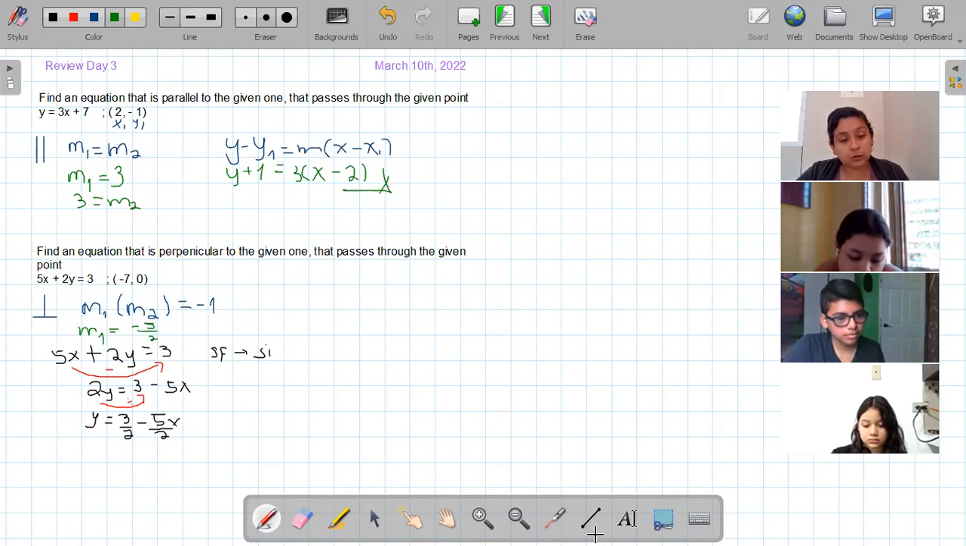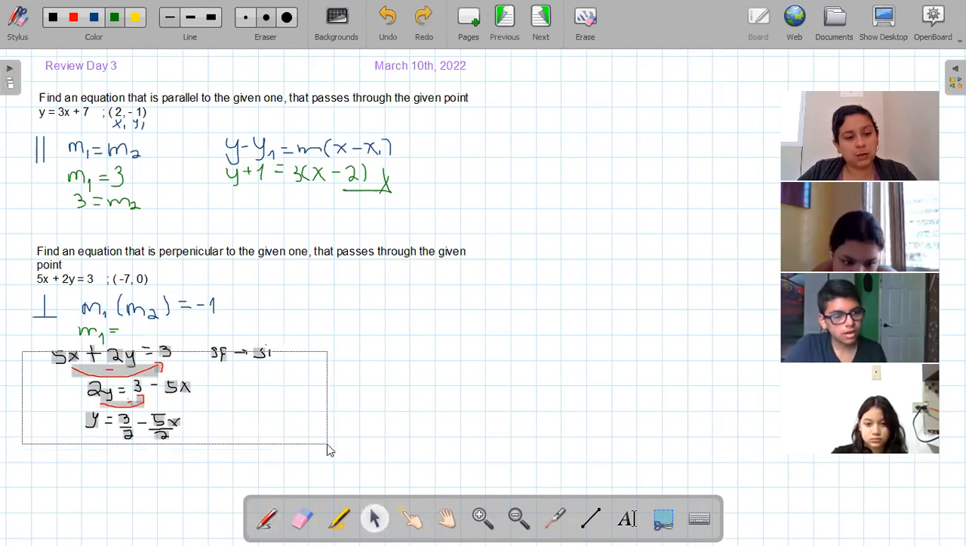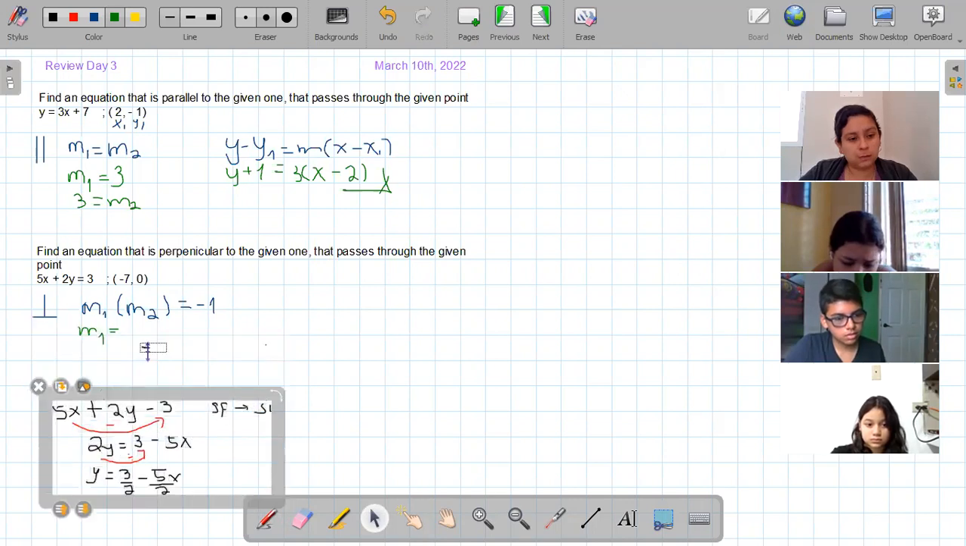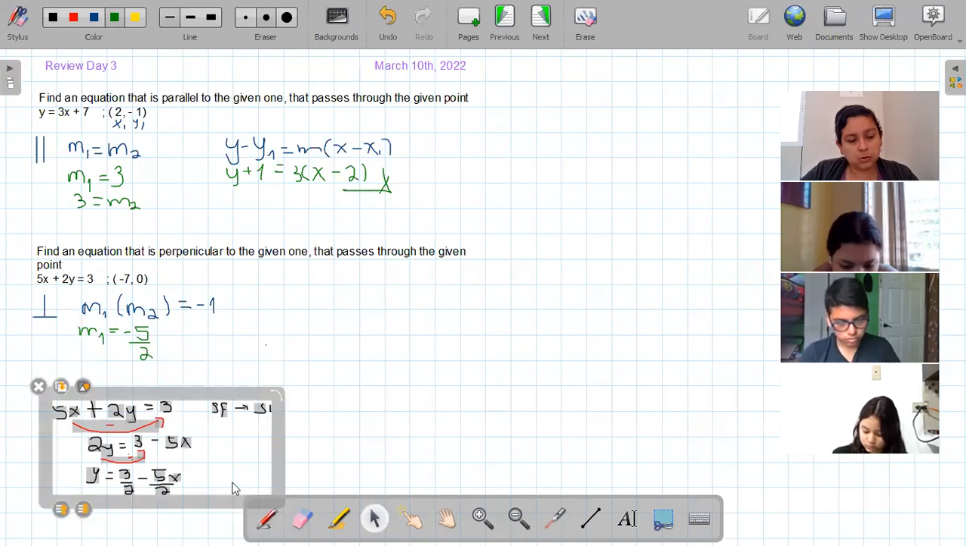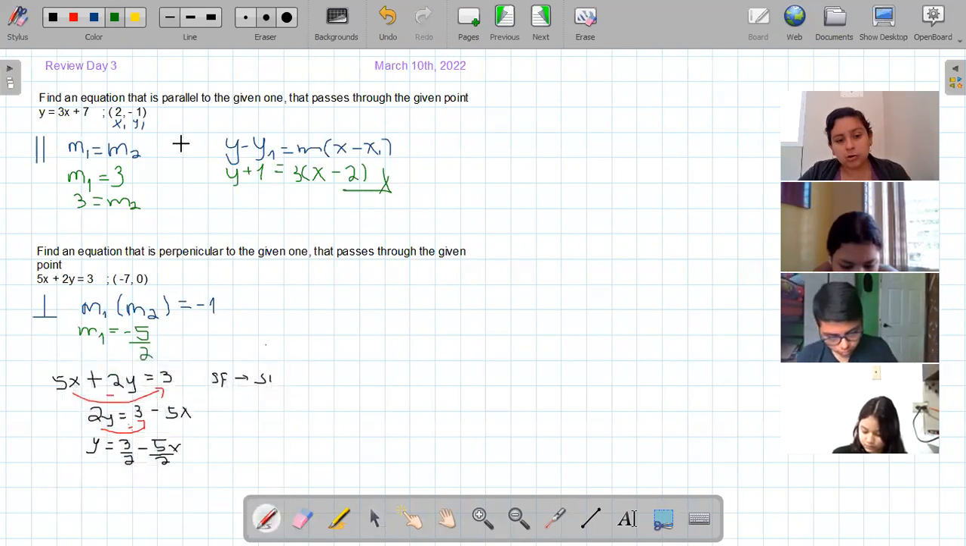Negative 5 over 2. Let's move that, make some space because we don't have enough space to write the number. So we said that it is negative 5 over 2. Okay, so we found already slope 1. Now we find slope 2. So if slope 1 is negative 5 over 2, I'm going to substitute it in this equation. So negative 5 over 2 times m2 should be equal to negative 1.